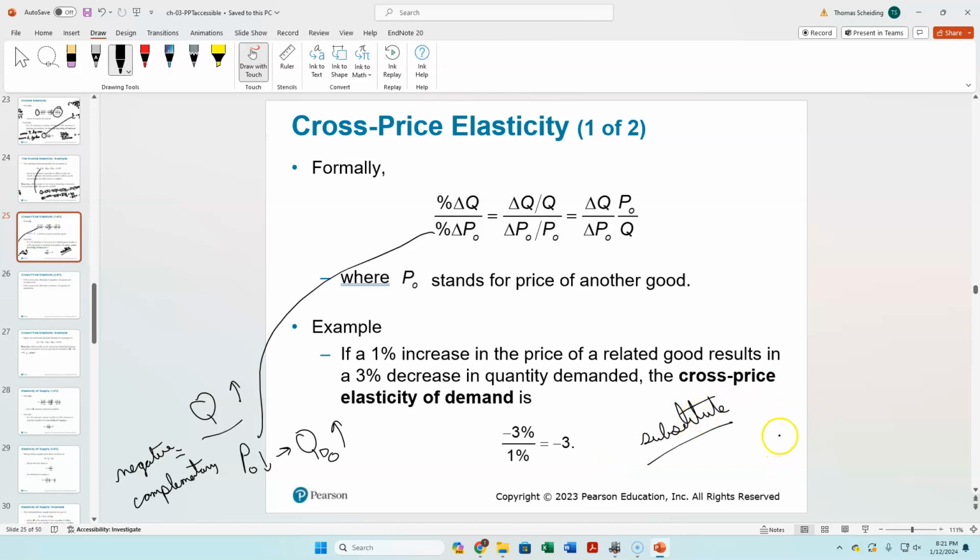As for a substitute, what we'd be seeing is a positive sign. Now, how would I see that? So I would have my other good falling in price, leading to my other product going up in price, which we know from the law of demand.